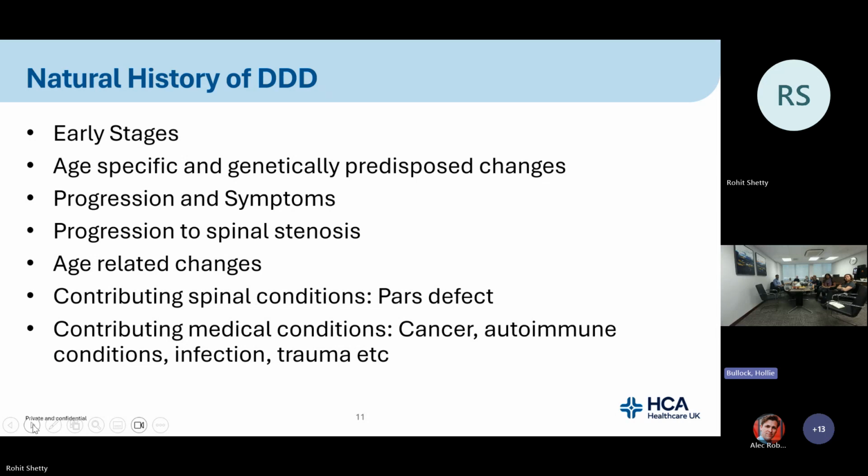If you then look at the natural history of what happens to a disc, in the early stages, most of them will have a normal looking disc. You have age-specific, genetically predisposed changes which occur. Within that, there's progression and symptoms. Eventually, because of age-related changes, beyond your 70s and 80s, there might be associated spinal canal stenosis with or without symptoms. And there are specific spinal conditions, like a pars defect, and how a pars defect can influence this. And of course, other significant medical or comorbid factors like cancer, infection, and trauma, which we touched on.